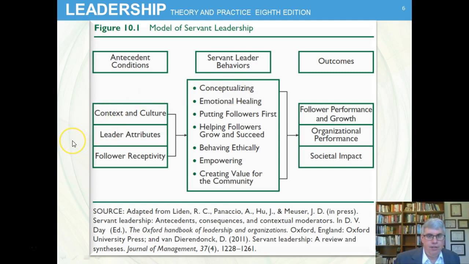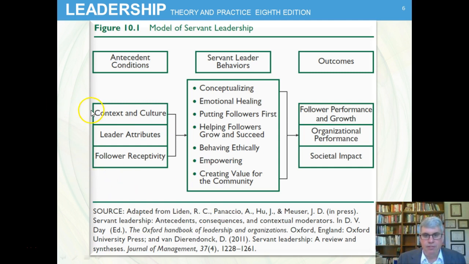Leader attributes are huge. As I mentioned before, if someone is dominating and narcissistic and is trying to get as much from other people as they can, it's almost for sure they're not going to have a servant leadership perspective. But if they are committed to the well-being of others and to helping them, then servant leadership can be a natural outgrowth of their attributes in their life altogether. And then there's the question of follower receptivity. Some followers are going to try to get away with as much as they can and do as little work as possible, and they're going to try to take advantage of servant leadership, and that's going to limit the ability of a servant leader to really serve other people.